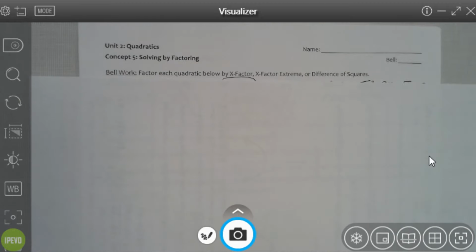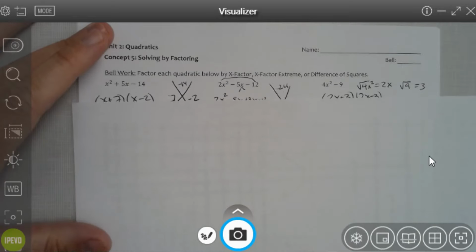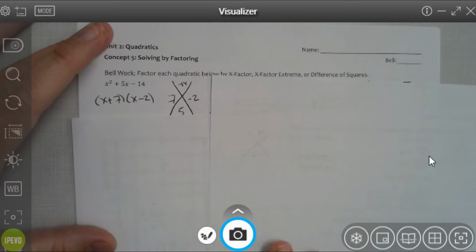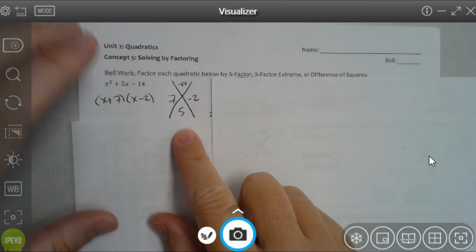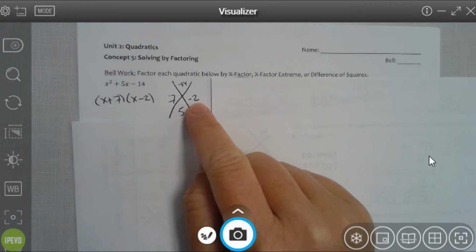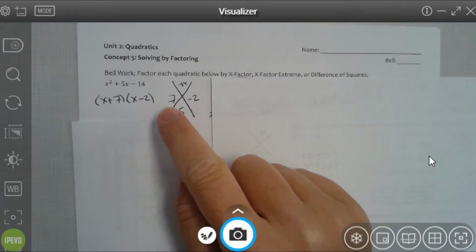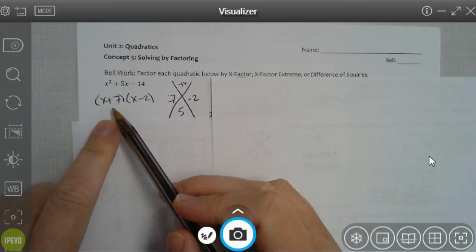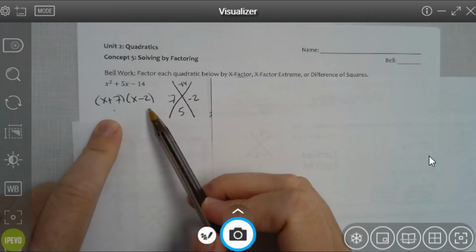Today we're going to be solving by factoring. For your bell work here, we're going to factor on this one. It's the factors of negative 14 to get 5. So the factors of negative 14 are 7 and negative 2. When I add them, I get the 5. If I multiply them, I get the negative 14. So that's why we just put a plus 7 here and a minus 2 there.